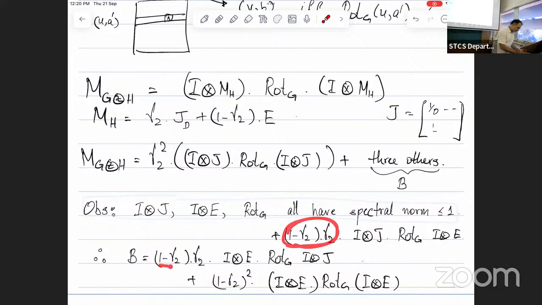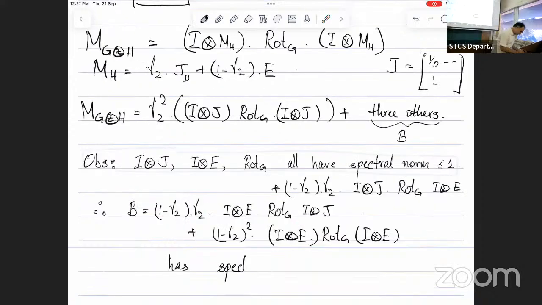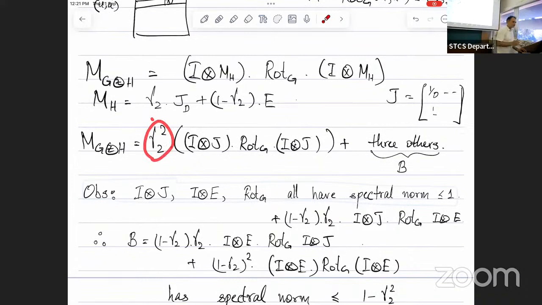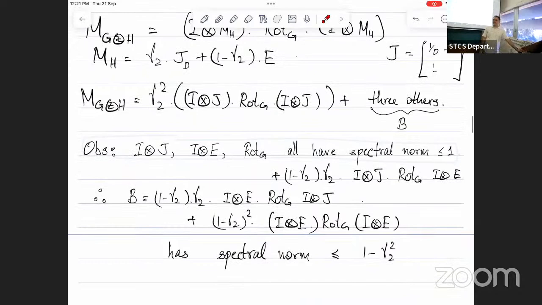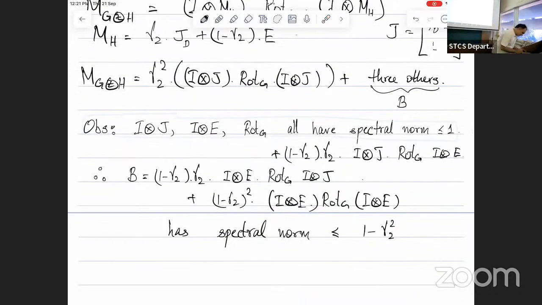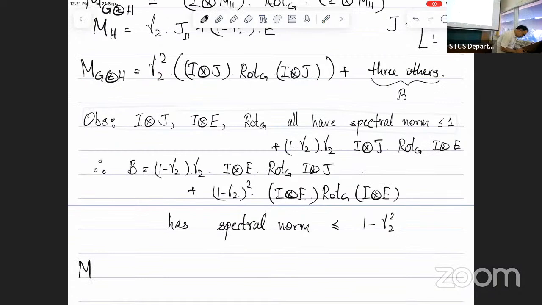And so this has spectral norm at most, the sum of the 3 quantities will turn out to be 1 minus gamma 2 the whole square. I mean, just that it's a convex combination, right? If gamma 2 the whole square is taken here, the rest of it must be split amongst those other 3 terms.